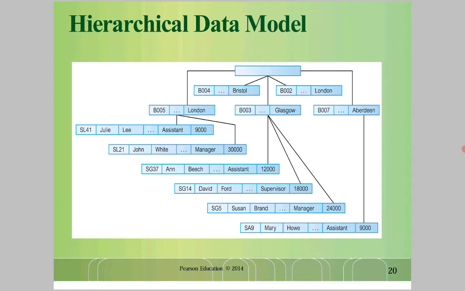Hierarchical model. In the hierarchical model also, we represent the data or information in the form of records, but in a hierarchy manner, that is, from a top to bottom approach. It is also called a tree model or a tree-like structure. Each node is represented as a record.